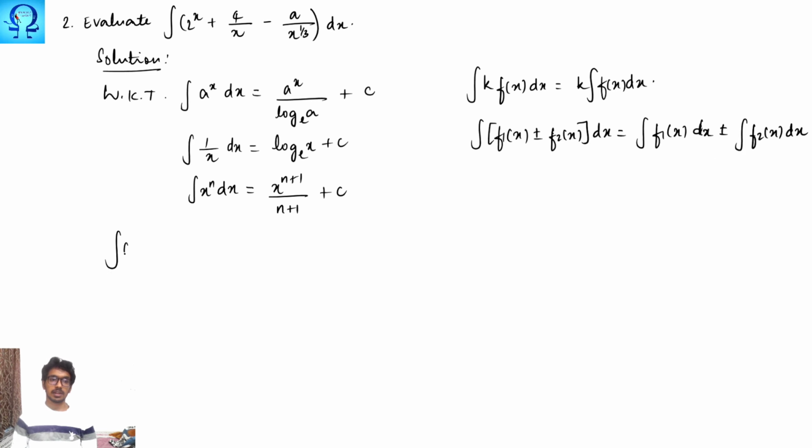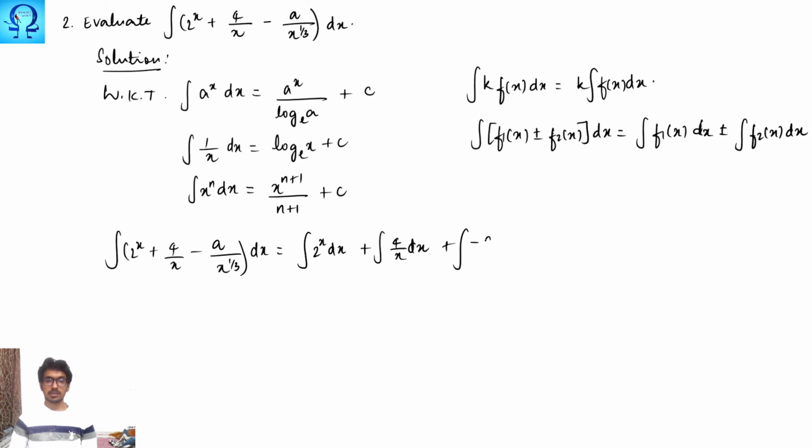So first, integral 2 power x plus 4 upon x minus a upon x power 1 by 3 dx may be written as integral 2 power x dx plus integral 4 upon x dx plus minus integral a upon x power 1 by 3 dx. Now we shall take the constants outside, so it is 4 times integral 1 upon x dx, and here the constant is minus a, times integral 1 upon x power 1 by 3 dx, right?